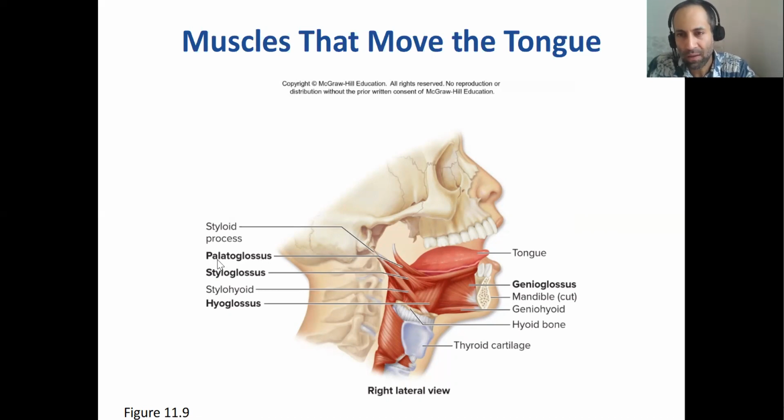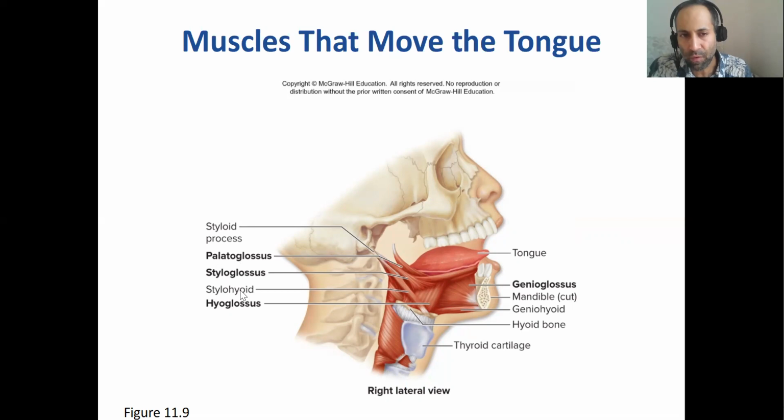The palate would be the what? Origin, doesn't move. The tongue moves, so that would be the insertion. Styloglossus, appropriately named because that one is attached to the styloid process here, and then to the tongue. This is the origin, doesn't move that much. The tongue is the insertion. That's the part that moves.